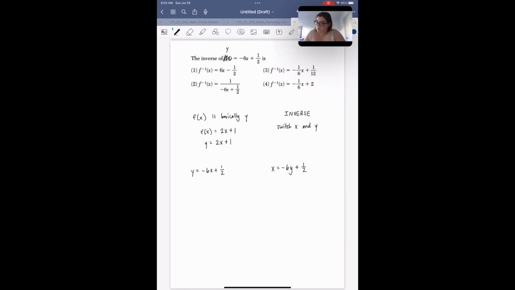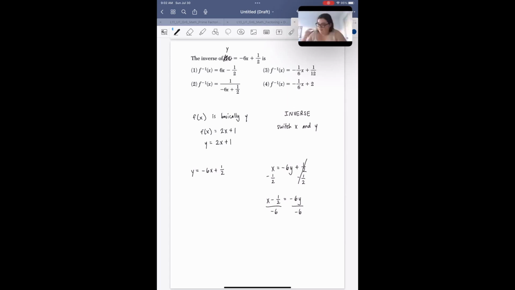So to get y by itself, first thing you have to do is use inverse operations to move over the number that's not directly attached to that y. So that's this 1/2. So I'm going to subtract 1/2 from both sides, cancel it on this side, and on this side, it turns into x minus 1/2 equals negative 6y. And what's your next step to get y by itself? You divide by the coefficient, which in this case is negative 6.